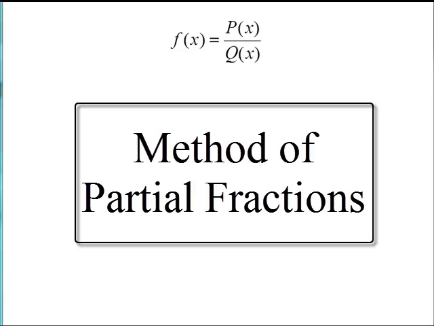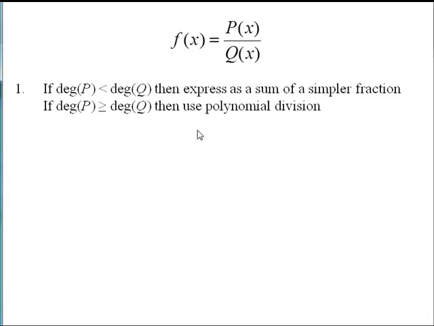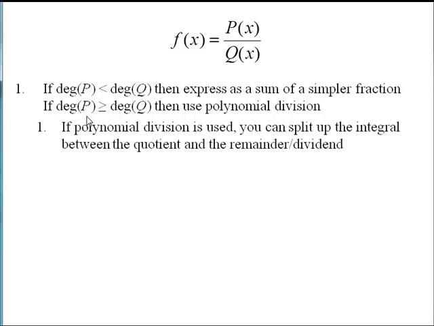The method of partial fractions is meant for dealing with an integrand that has the form of a rational function. So say p of x over q of x, where p and q are polynomials. If the degree of p is smaller than q, then what we want to do is try and express it as a sum of simpler fractions. However, if the degree of the numerator is greater than or equal to the degree of the denominator, we'll use polynomial division and see what happens.